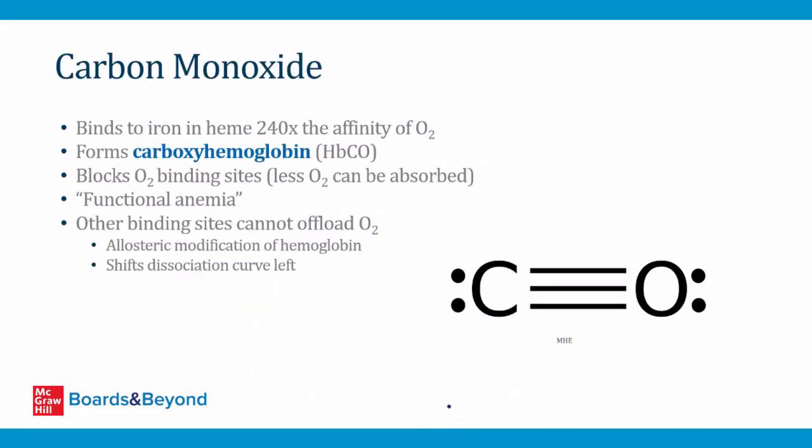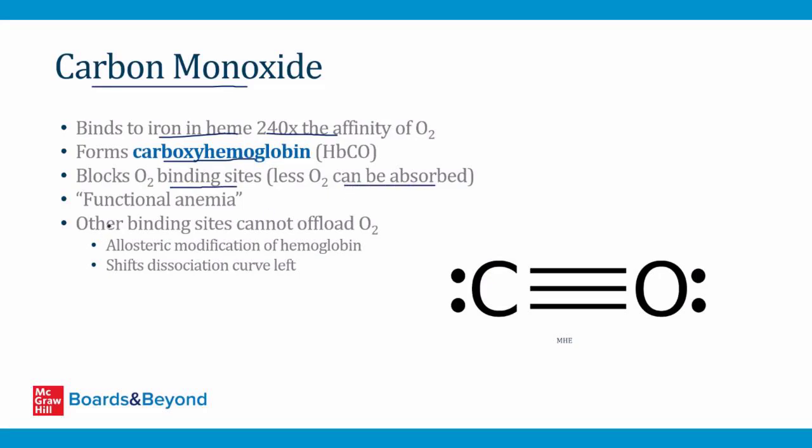For the rest of this video, I'm going to talk about some substances that can interact with hemoglobin and affect oxygenation of tissues. And the first one I'll talk about is carbon monoxide. So carbon monoxide binds to the iron in heme with a much greater affinity than oxygen, 240 times the affinity of oxygen. And this forms a structure called carboxyhemoglobin. And this is bad because it blocks oxygen binding sites. There's less oxygen that can be absorbed by hemoglobin.